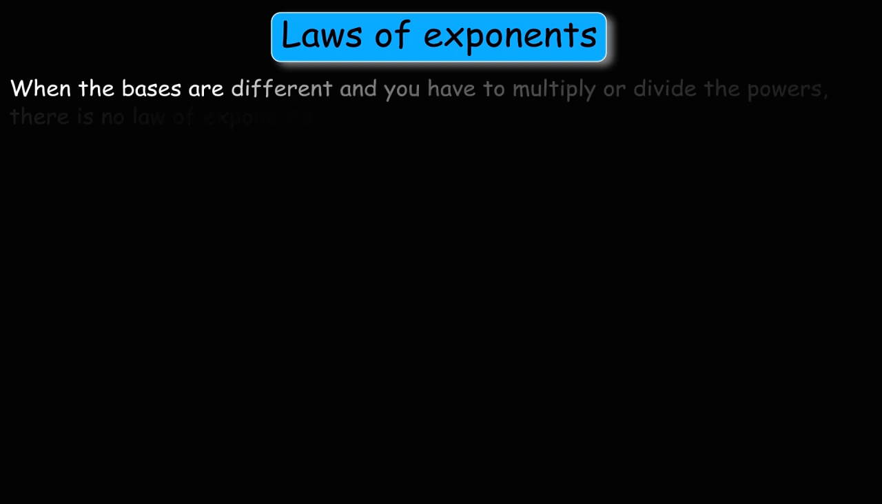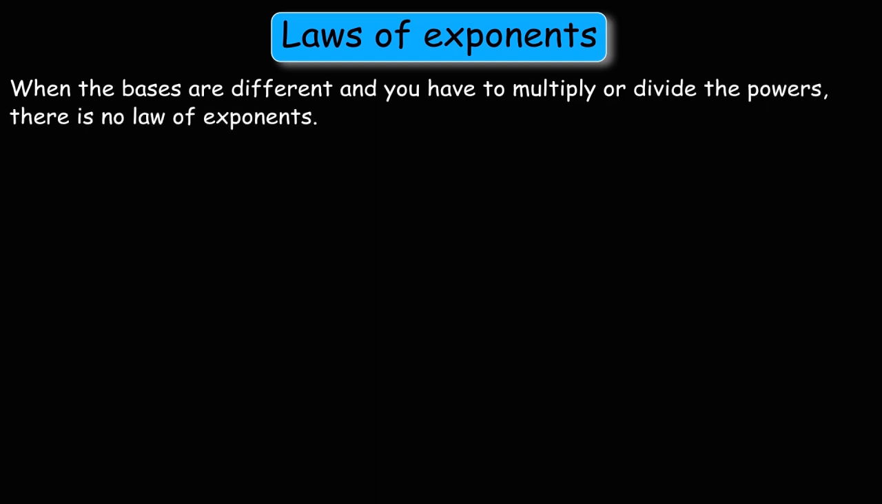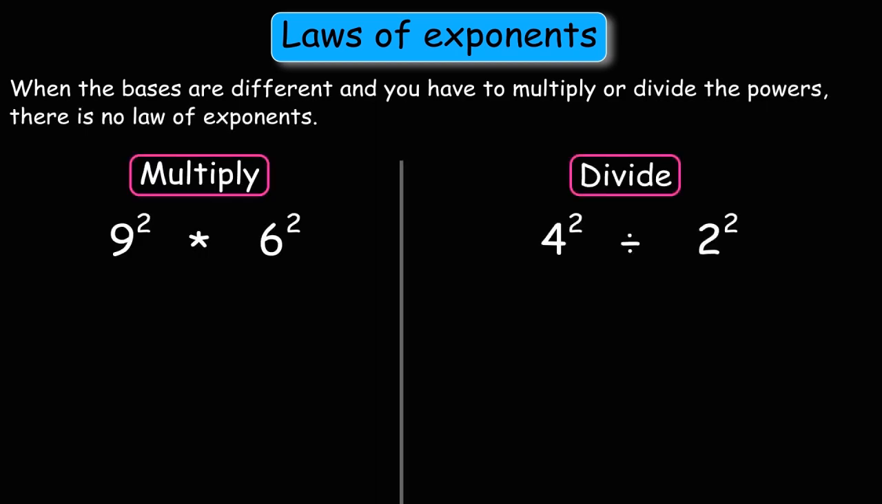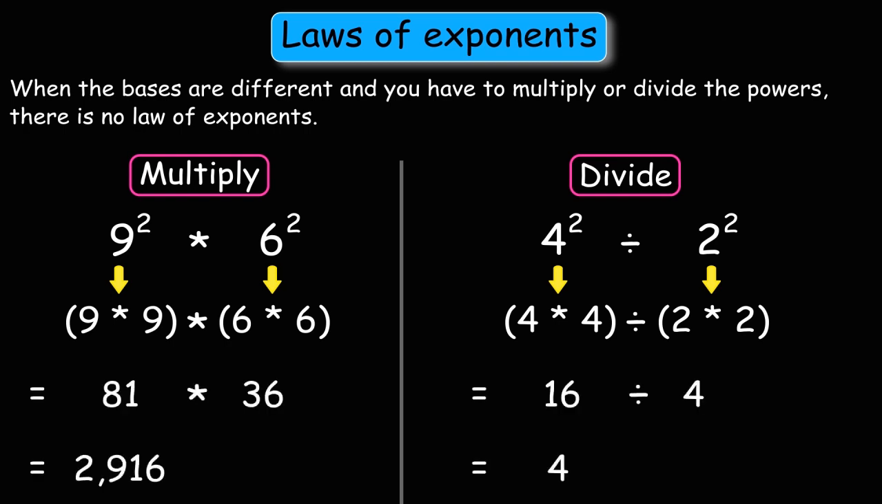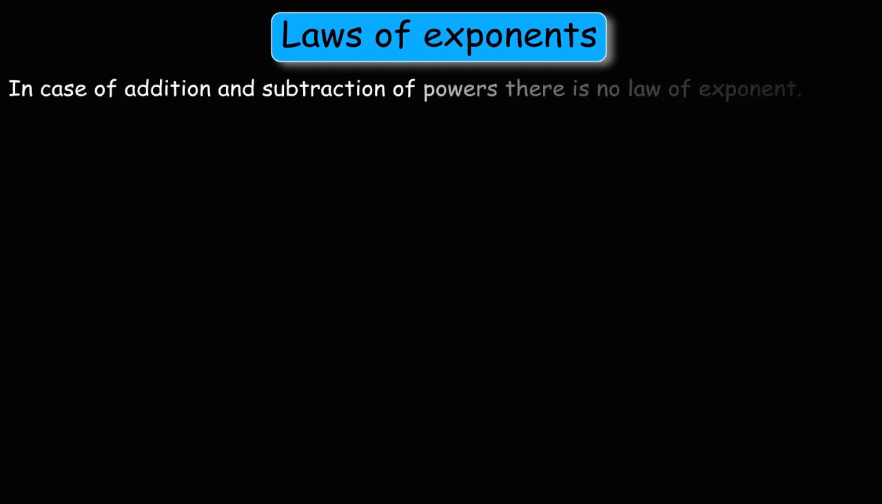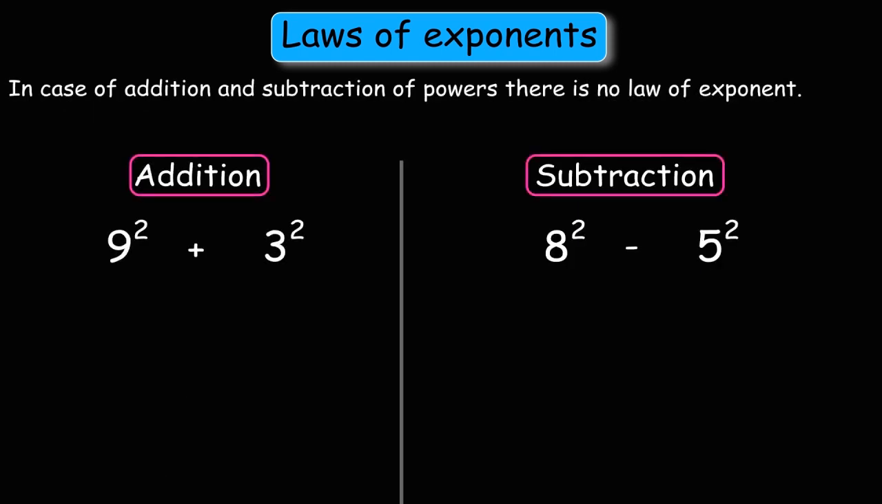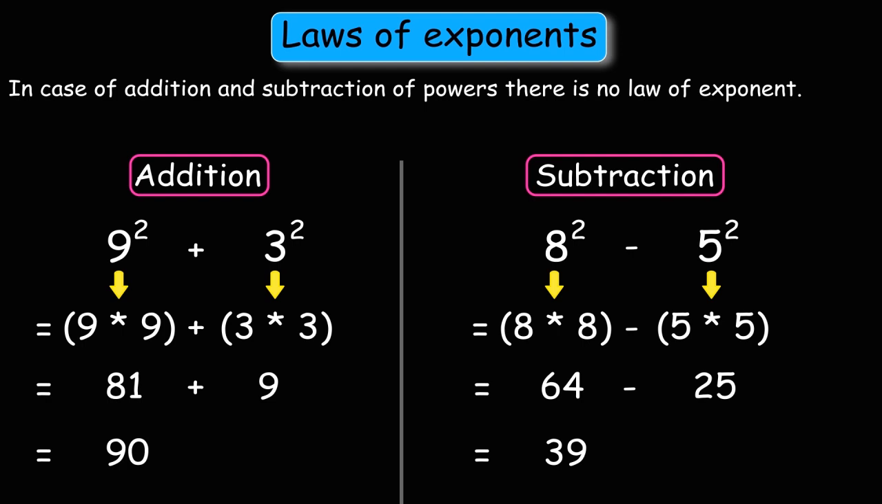And when you have bases that are different, you have to multiply or divide the powers. There is no specific law of exponents for this. You just solve each of the powers and then multiply or divide the answers. In the case of addition and subtraction of powers, there is also no law of exponents. Whether the bases are the same or different, you just solve the powers and then add or subtract the answers. There is no specific law of exponents to solve such questions.